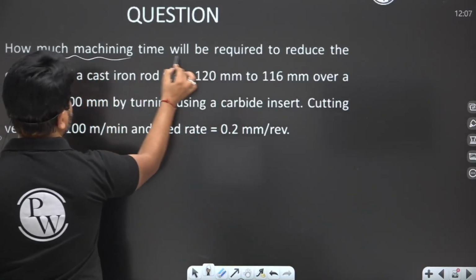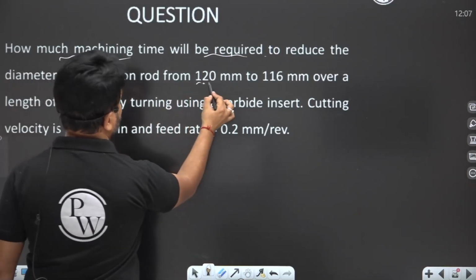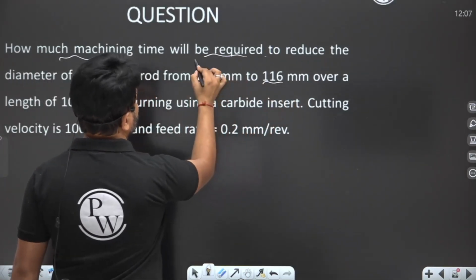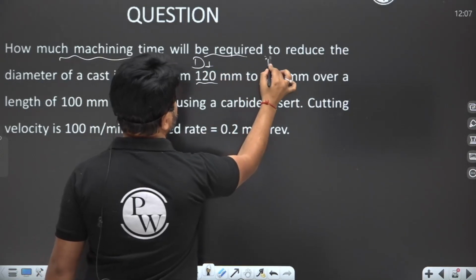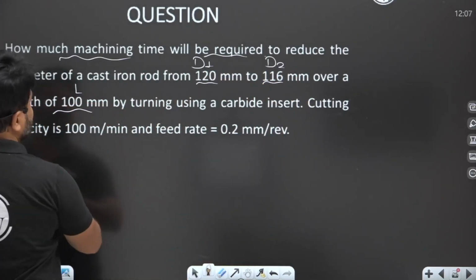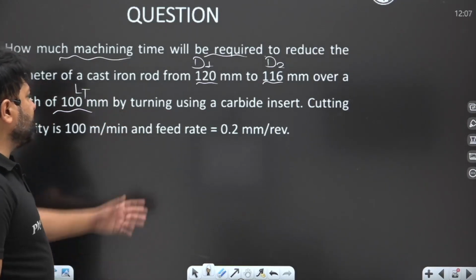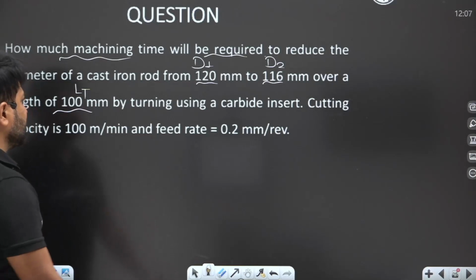How much machining time will be required to reduce the diameter of cast iron from 120 to 160? So this is D1, this is D2, over a length of 100 mm. This is the turning length, which is the total length given. In the question there is no approach and over travel, right?